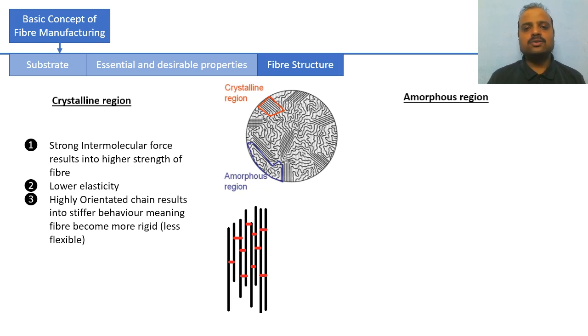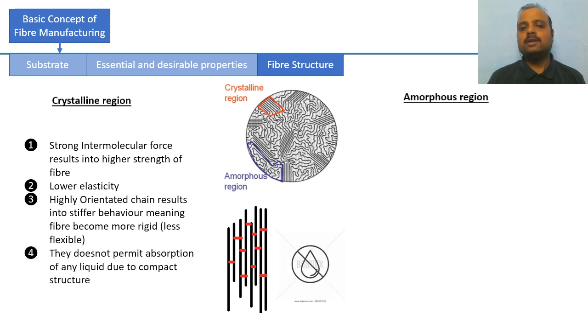The crystalline region does not permit absorption of any liquid in between the polymeric chains, and the reason is simple. The reason is the compactness of the polymeric chains. These chains are non-elastic and compact. The liquid molecule cannot penetrate and sit there, hence no absorption. In general, if a higher number of crystalline regions are present in the fiber, this fiber is less absorbent.